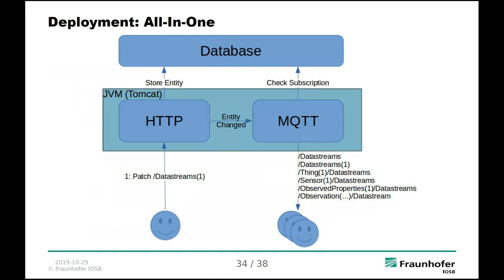The all-in-one approach or deployment looks like this. So we have one database in the background, and you have one virtual machine, Java virtual machine, for example, Tomcat, and you have the 2 components running there, HTTP and MQTT, which are communicating, of course. If I create a new entity via HTTP, I must forward that information to MQTT to notify the subscribers.